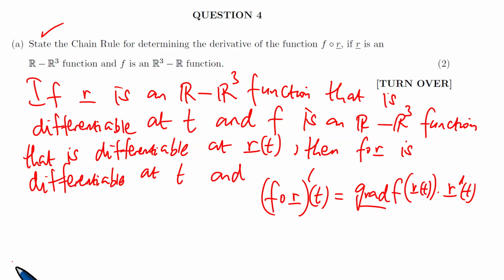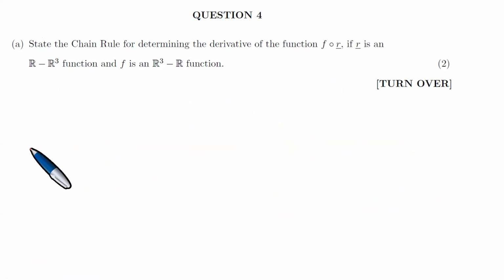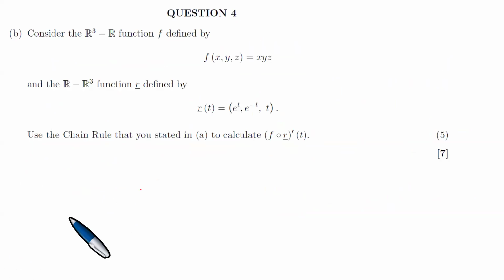Next question. Nothing strange there. I left a bit more space for the chain rule. Let us apply the chain rule to find the derivative of a function. We have been given a multivariable function, a function f of three variables x, y, and z, which is the product of x, y, and z. And the R to R3 function r is defined by this. Use the chain rule that you stated in part A to calculate the derivative. But first, we find the gradient of the function.